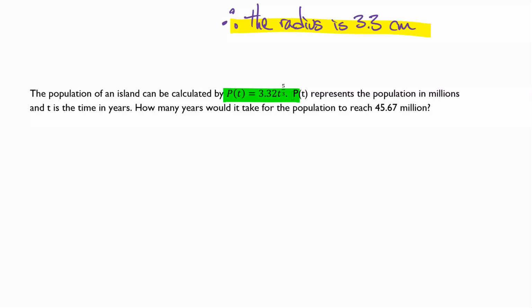Okay, we're trying to get to 45.67 million people. So some of you might be saying, "Sir, you've got three variables here: p, t, another t. Is that what's going on?" No. Remember, p(t) is a function. It's like saying y when the variable t is this. It's just a little bit of a describer. That's what the t is.